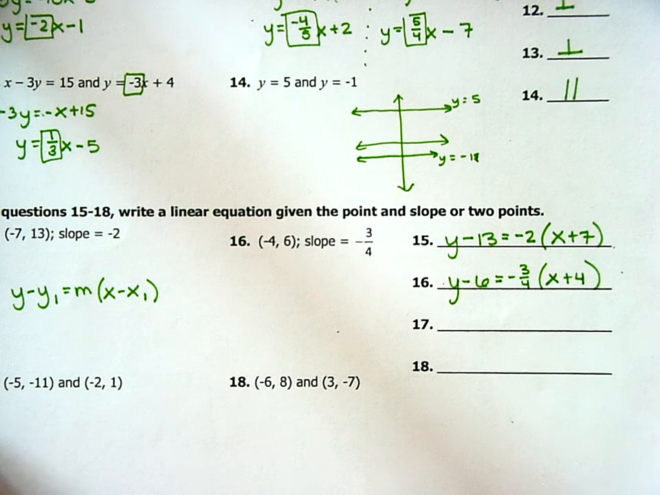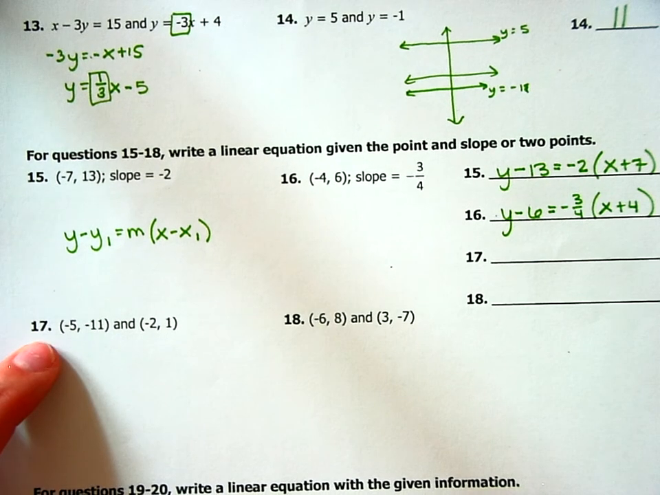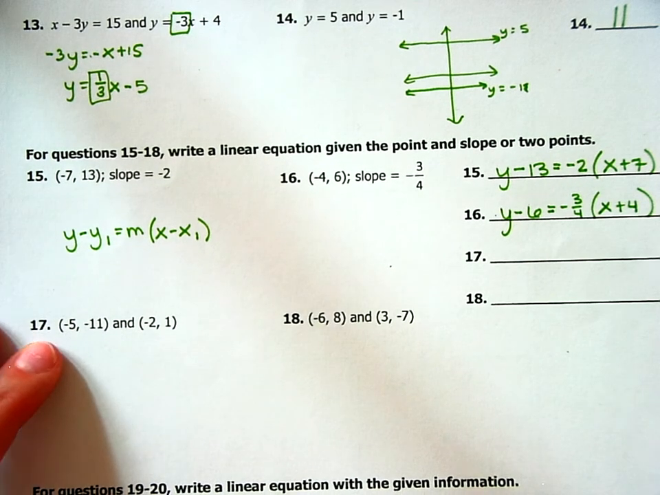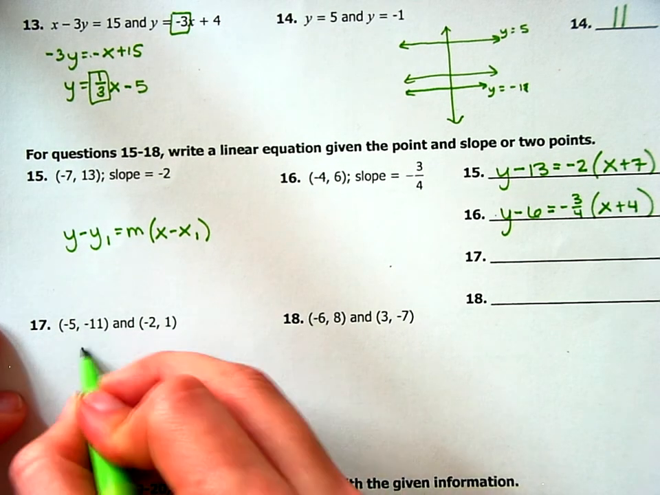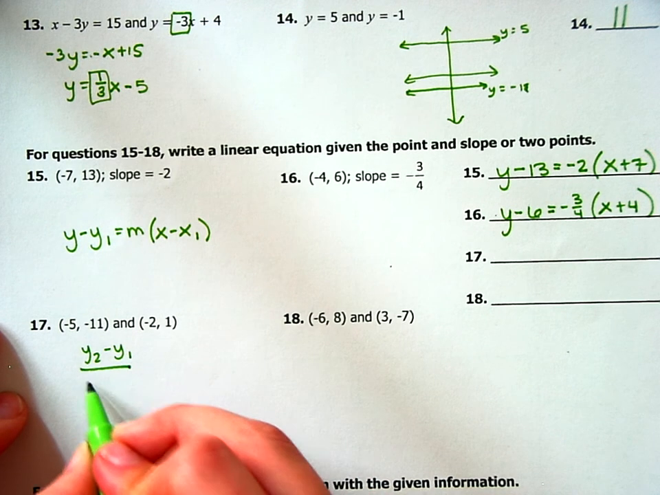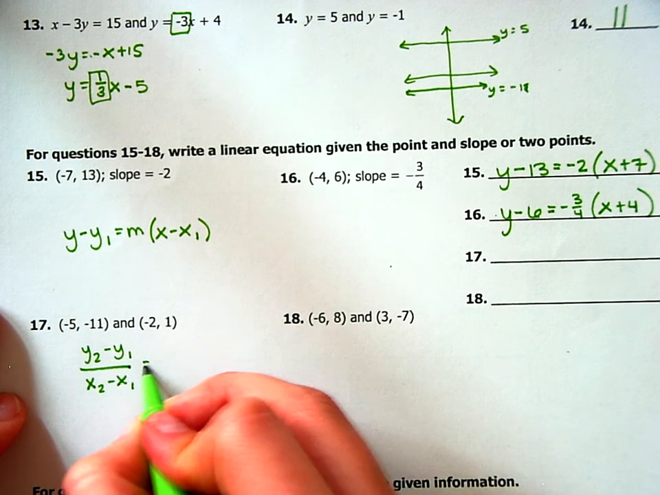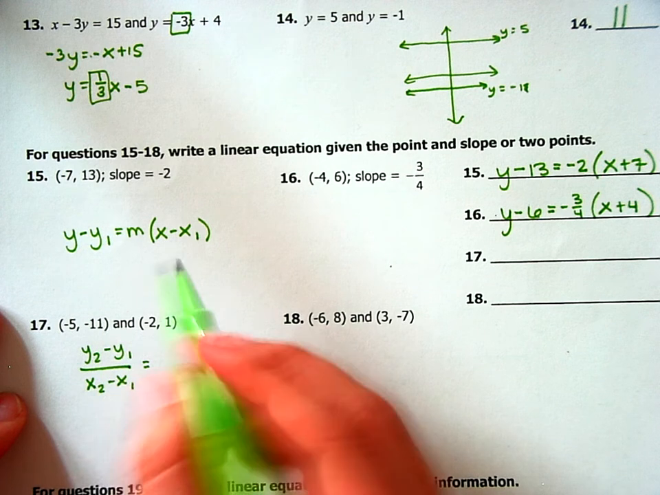Okay, next ones are just points, but that's okay. We can still do this. We just have to find our slope first, then we can write our equation. So I want to find slope. That's y2 minus y1, or the change in y, all over x2 minus x1, or the change in x, rise over run. So let's substitute these values in.